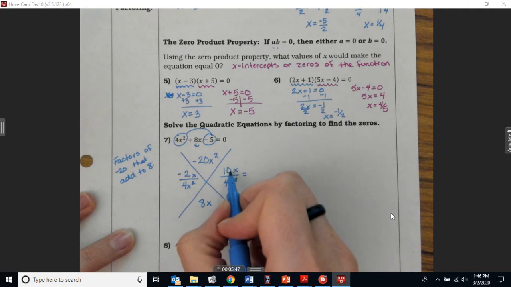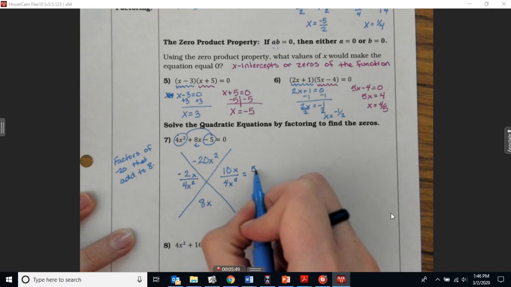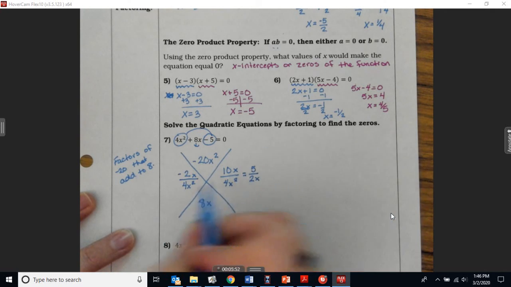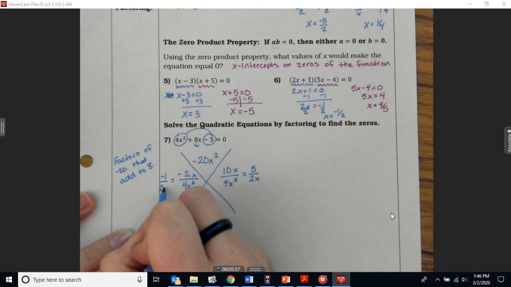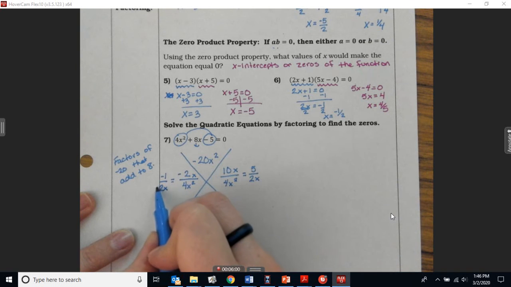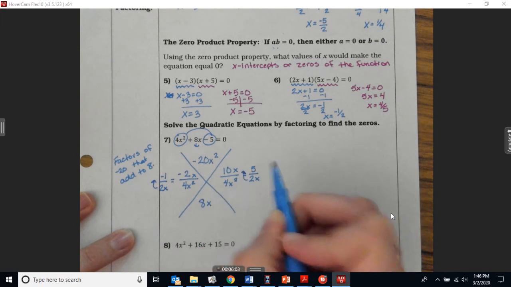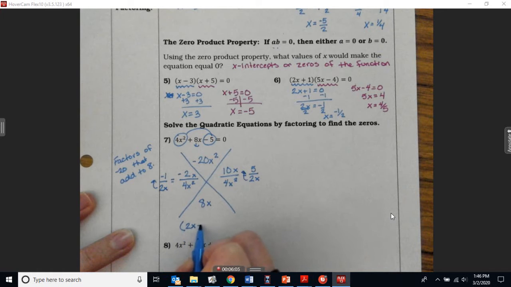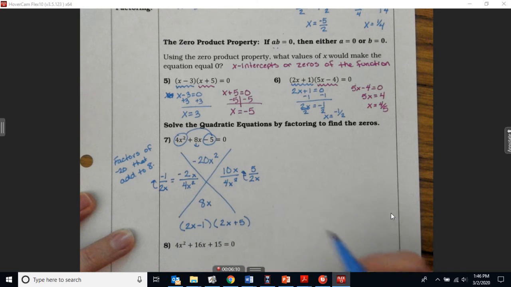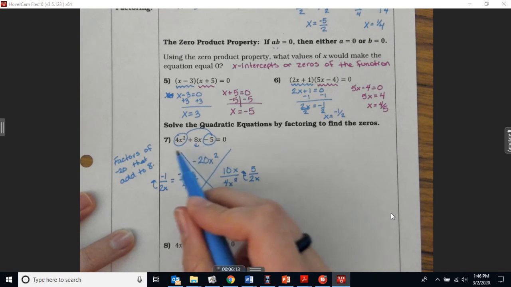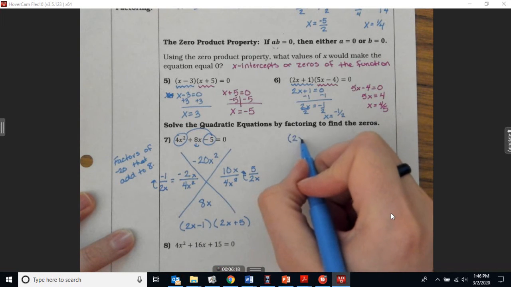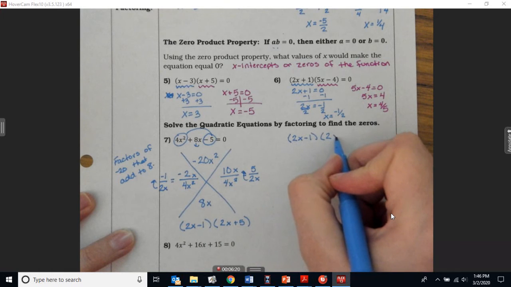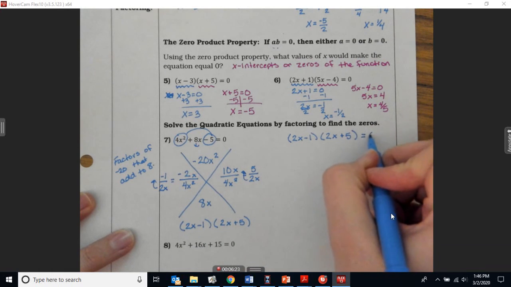So divide by 2 on both sides, I get 5 over 2x. Here I can also divide by 2, and I get negative 1 over 2x. And then move the bottom to the front. So I get 2x minus 1 times 2x plus 5. And what we're going to do is we're going to replace this trinomial with these two sets of parentheses. So 2x minus 1 times 2x plus 5 equals 0.